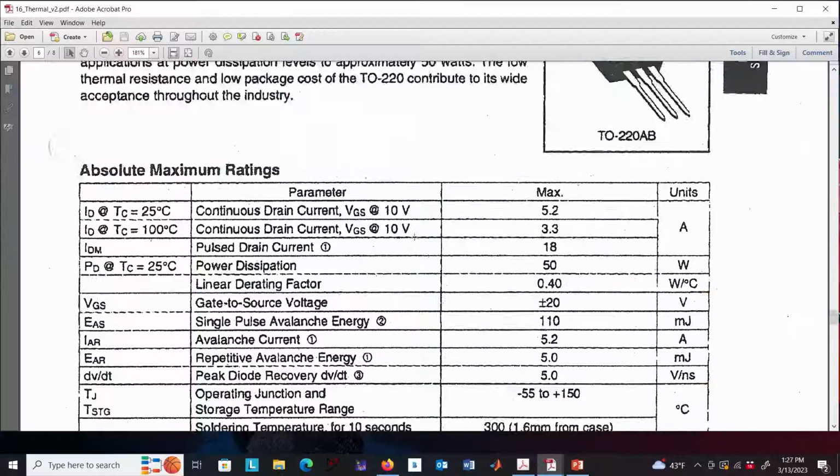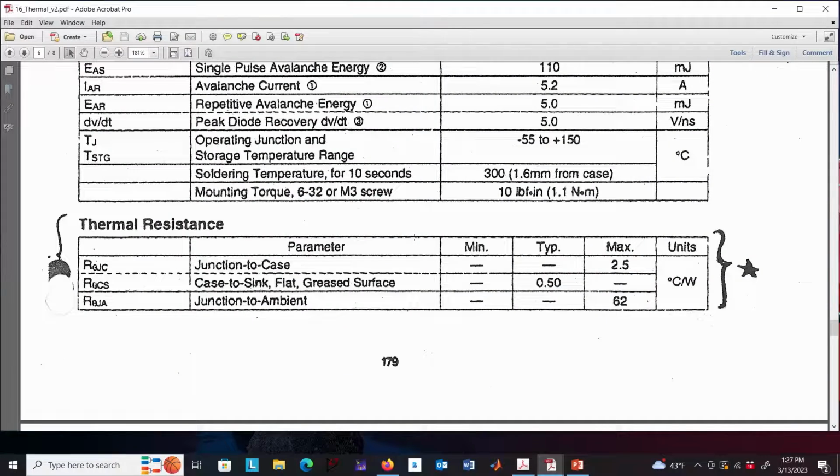Fortunately, if you look carefully in the device data sheet, here we go. What they tell me is they've done some measurements. Somebody with a lot of thermal modeling experience has done measurements to figure out how hot the junctions are going to get above the case for a given amount of dissipation. And they give me a thermal resistance junction to case, and here it's 2.5 degrees C per watt.